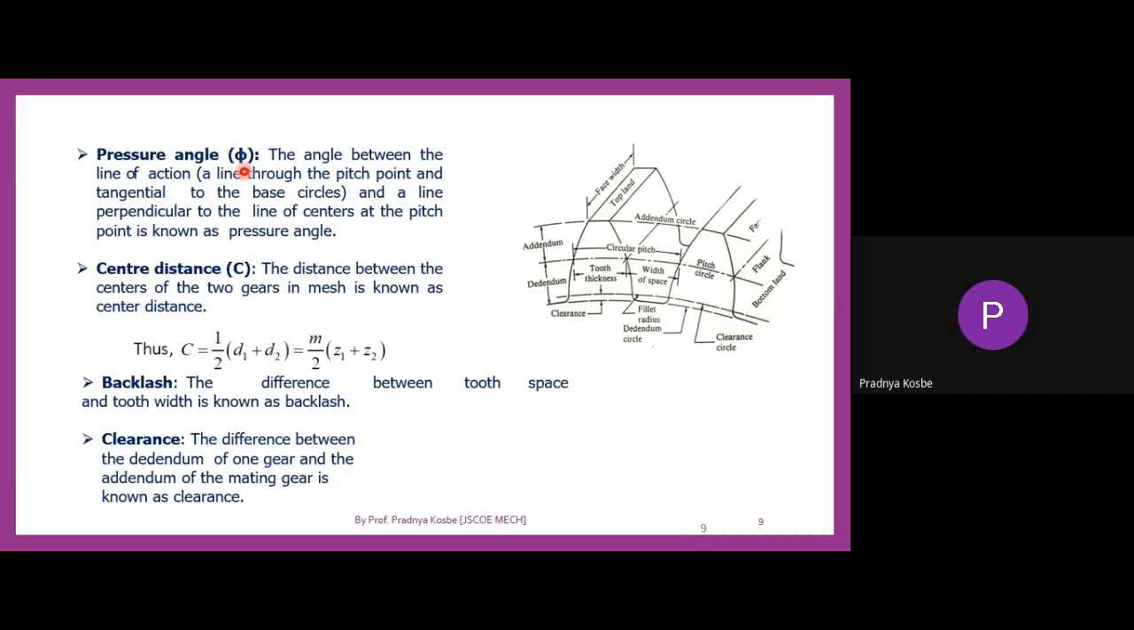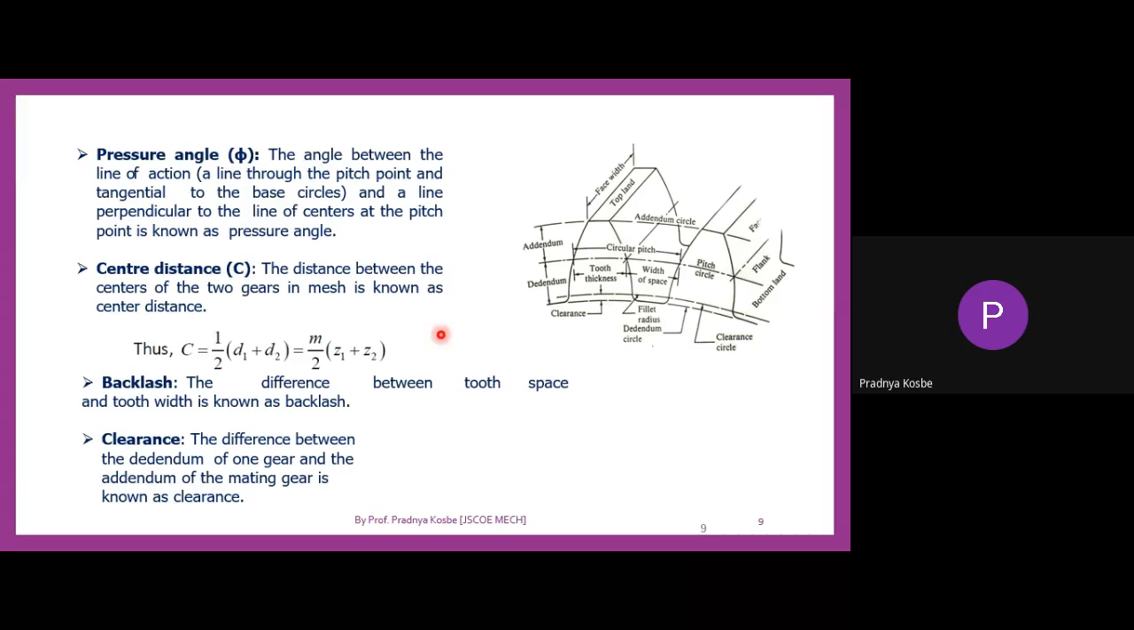According to pressure angle, mainly the pressure angle is 14.5 degree or 14 and a half degree, then 20 degree, and 20 degree stub involute. So there are three systems according to that: a 14 and a half degree involute system, a 20 degree involute system and a 20 degree stub involute system.